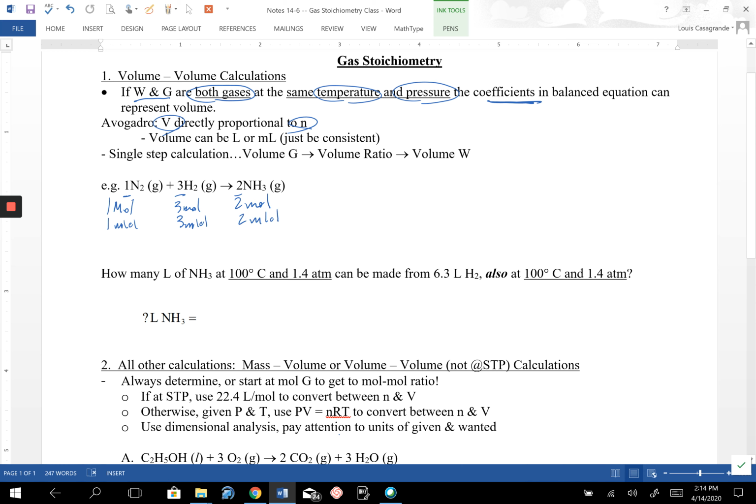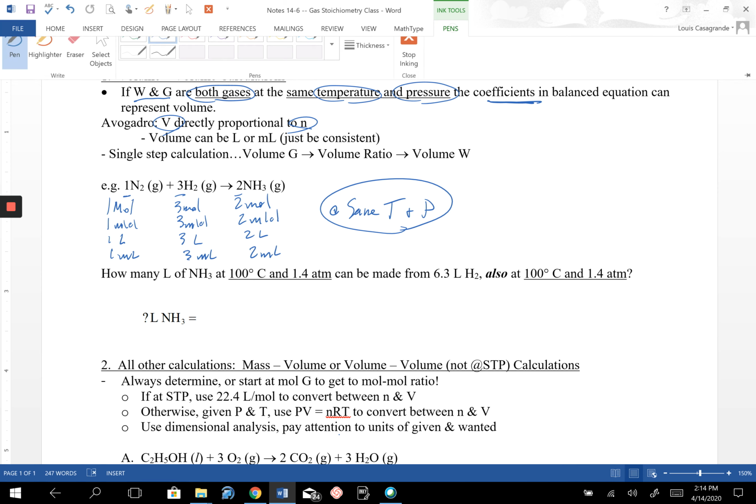But because of the way Avogadro's principle works, and this only happens at the same temperature and pressure, we can put any volume unit: 1 liter, 3 liters, and 2 liters, or 1 milliliter, 3 milliliters, or 2 milliliters, sticking with SI units. We could also use gallons or pints, as the old English chemists used to use, but we're going to stick with milliliters. So be on the lookout for specific problems that have this in them.